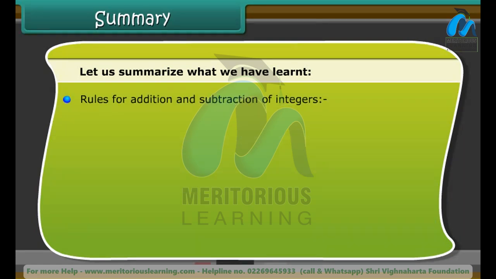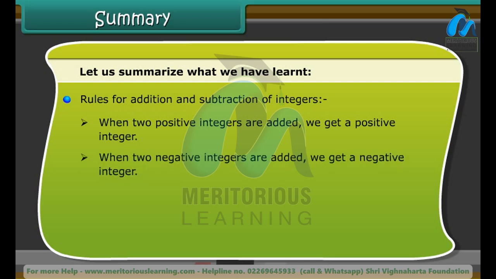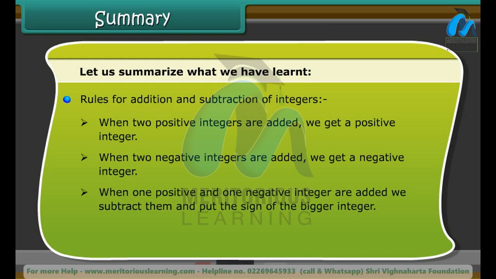Rules for addition and subtraction of integers. 1. When two positive integers are added, we get a positive integer. When two negative integers are added, we get a negative integer. When one positive and one negative integer are added, we subtract them and put the sign of the bigger integer.